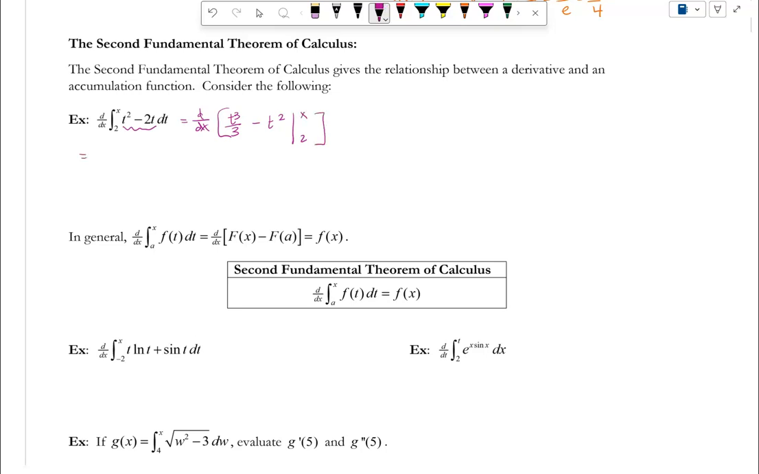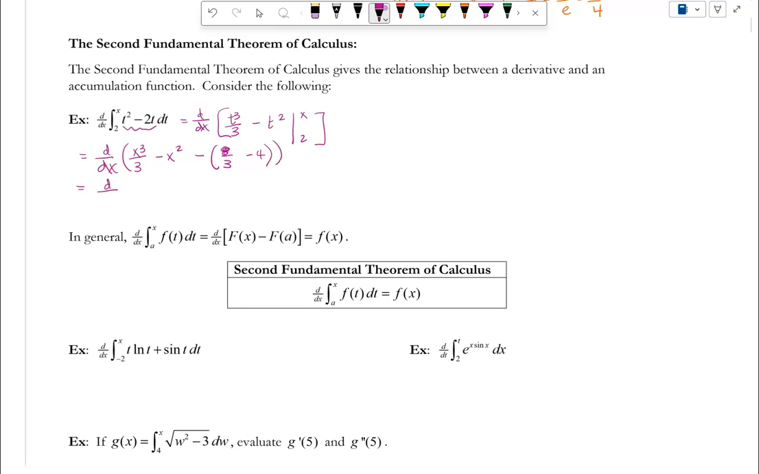And so what I get is I'm still going to have to take the derivative of this, but when I work with what's on the inside, this is now x cubed over 3, or 1/3 x cubed, minus x squared, because I plug in my upper limit first, minus, when I plug in my lower limit, 2 cubed over 3 is just 8/3. It's a funny looking 8 right there, minus 4.